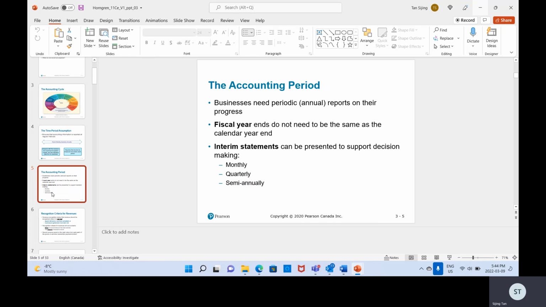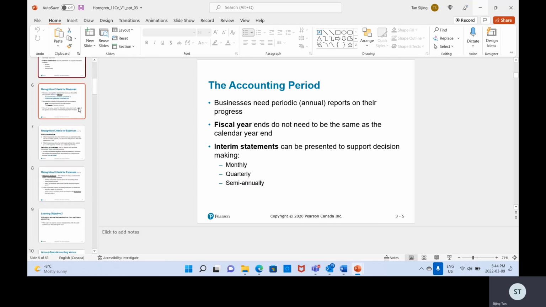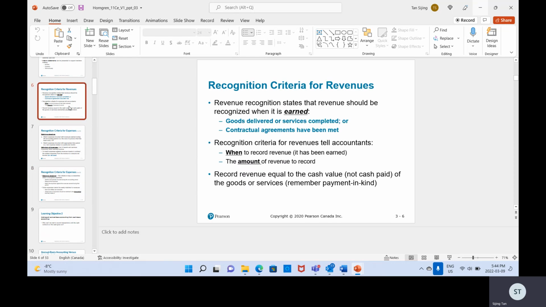Interim periods can be monthly, quarterly, or semi-annual, so these are different types of accounting periods. Now, recognition criteria, revenue recognition. The revenue recognition criteria is one of the most important ones that I want you to remember because it will go with you your whole life, exactly the same as the double entry rules. The recognition criteria states that revenue is recorded when earned.